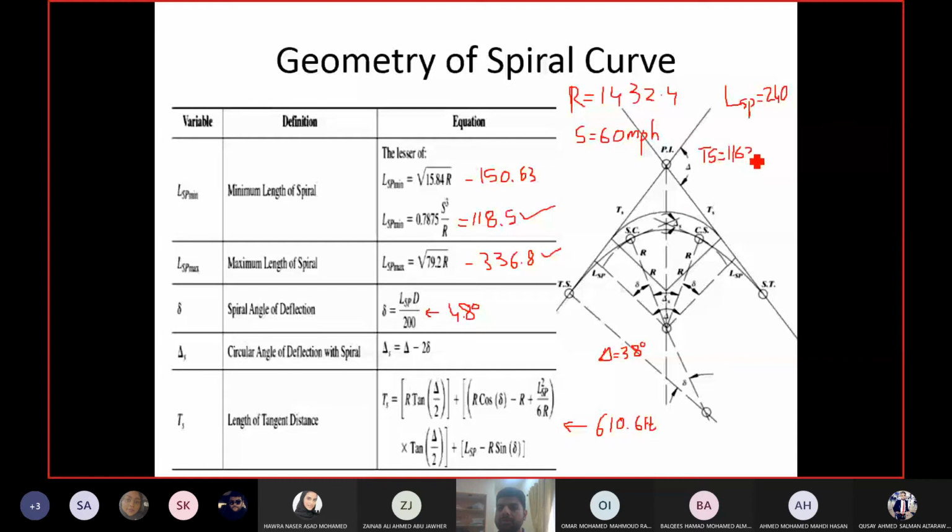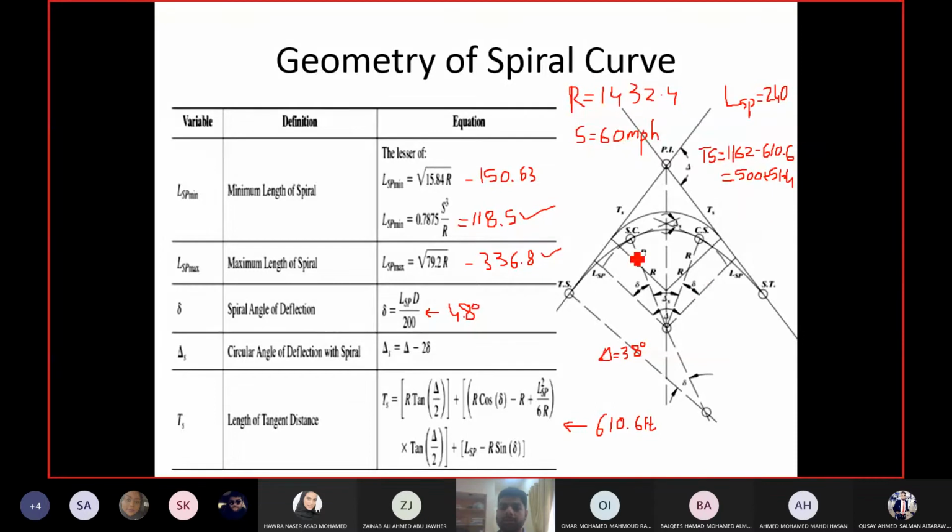1162 minus 610.6. How much? 551.4. So I will write it as 500 plus 51.4.